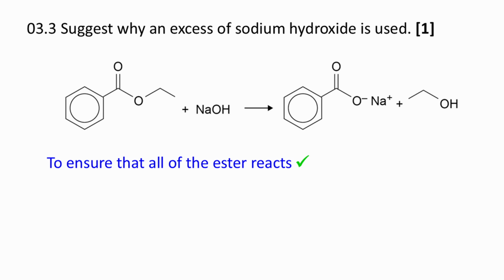Next, we have to suggest why an excess of sodium hydroxide is used. In order for a reaction to occur, reactant particles have to collide. To maximise the chance of a collision between reactant particles, we often use an excess of one of the reactants. To address this part of the question, an excess of sodium hydroxide is used to ensure that all of the ester reacts.